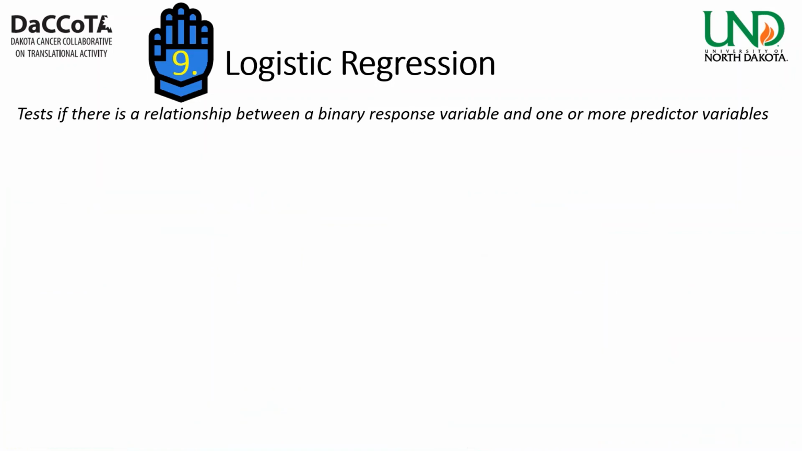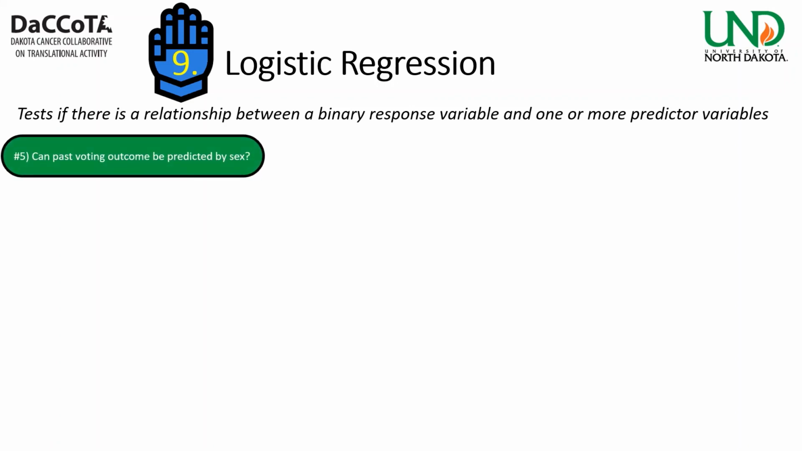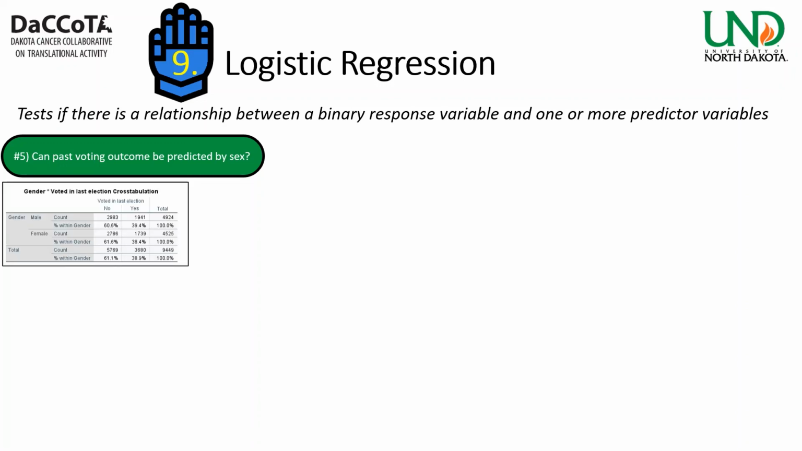Okay, let's see if we can get some clear categorical variable logistic regression going on. So can past voting outcomes be predicted by sex? So again, I do some cross tabulations to feel it out here. So there's male and female, and then whether they voted or not in the last election. You can see percent within gender. So it looks like about 60% of males voted, or about 61% of females voted. So is there a significant difference?